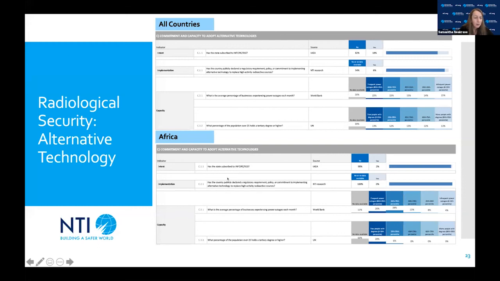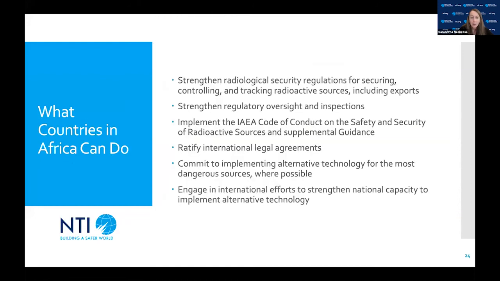And this is going to require real international cooperation to support this, to recognize some of these challenges and try to find ways to address them. So again, what can Africa do? Strengthen those regulations to secure the radioactive sources and track them.